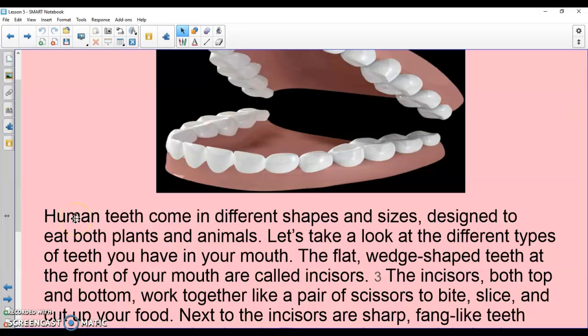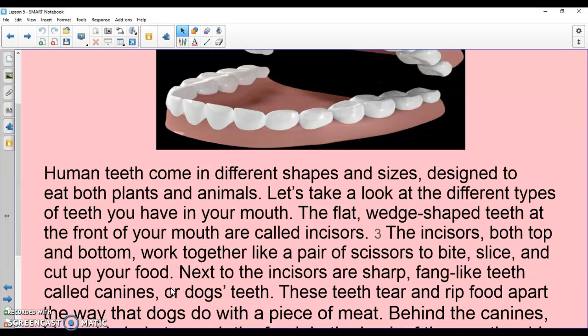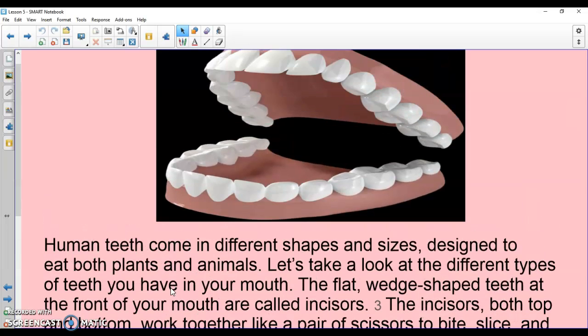Human teeth come in different shapes and sizes, designed to eat both plants and animals. Let's take a look at the different types of teeth you have in your mouth. The flat, wedge-shaped teeth at the front of your mouth are called incisors. The incisors, both top and bottom, work together like a pair of scissors to bite, slice, and cut up your food. Next to the incisors are the sharp, fang-like teeth called canines. So these are your incisors. These are called your canines.